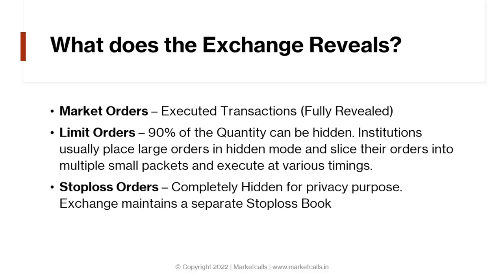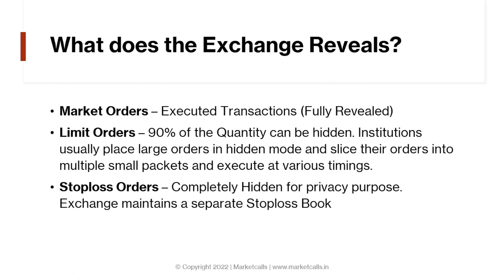Now, what does the exchange reveal? Let's try to understand that. Market orders, yes, whatever bubbles that I am seeing in the Bookmap tools, they are nothing but executed market orders. It is completely revealed. There is no hidden mode over there, right?